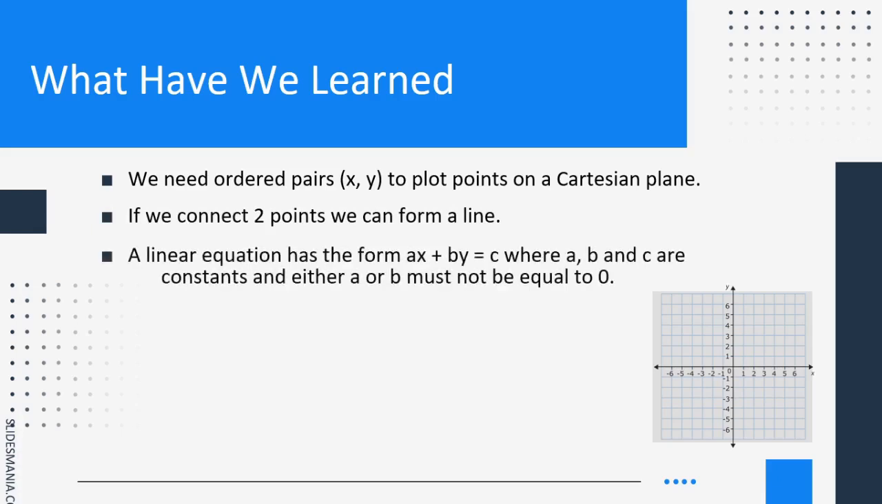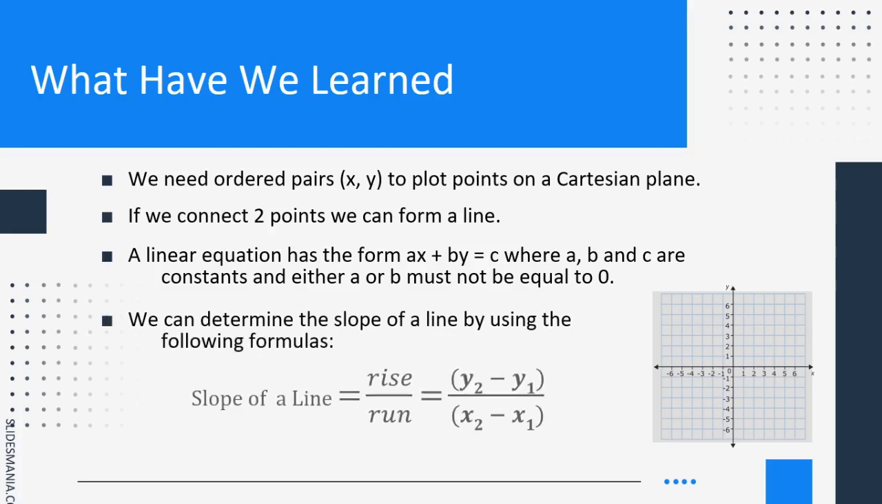A linear equation has the form ax + by = c. Here, a, b, and c are all constants, and it is very important that either a or b must not be equal to 0. We can also determine the slope of a line by using the following formulas. We have rise over run, or if we are given 2 points, we could use the formula (y2 - y1) divided by (x2 - x1).